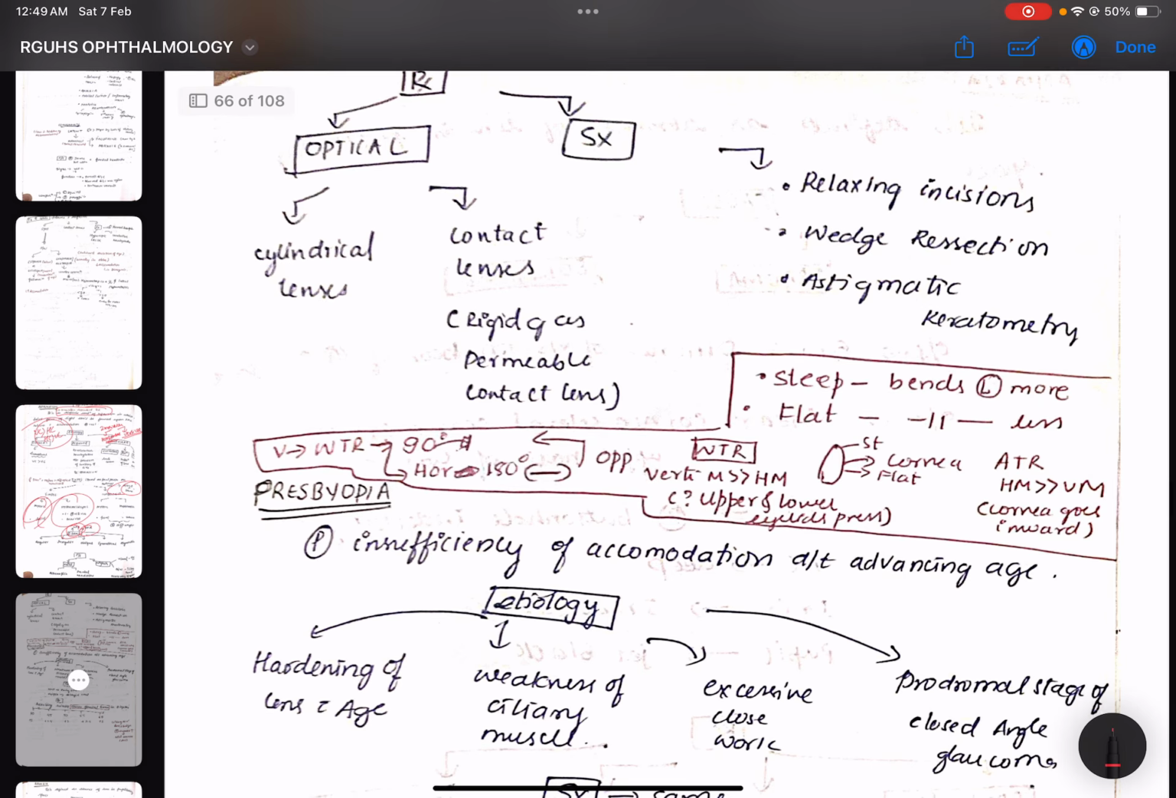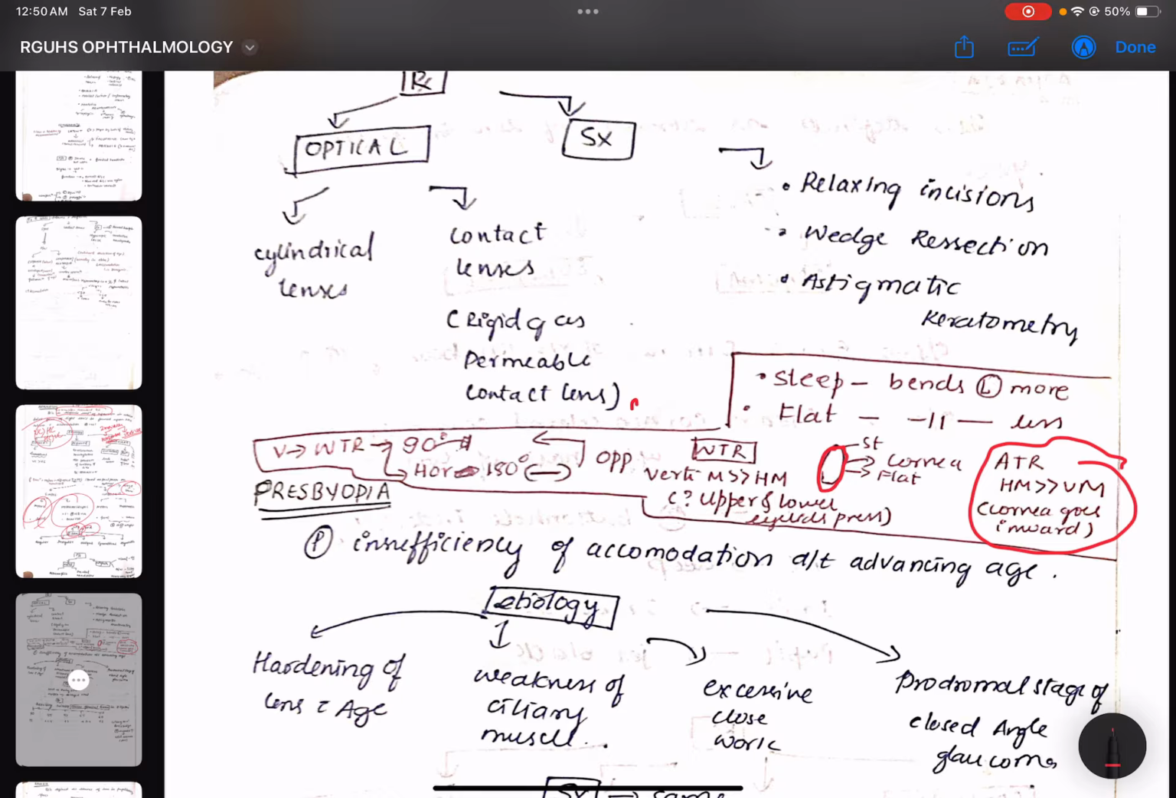So what happens is, for example, if this is the eye, think the cornea is flat. If the horizontal meridian is greater than the vertical meridian, then the cornea goes inward. So that is against the rule astigmatism. What does with the rule astigmatism mean? If the vertical meridian is more than the horizontal meridian, that is, the upper and lower eyelids are pressed.